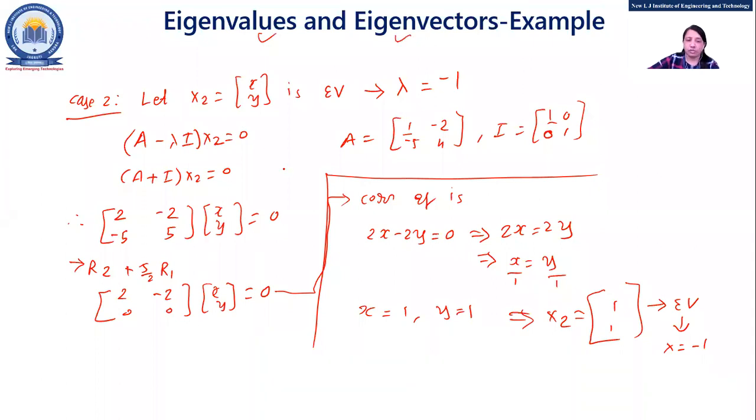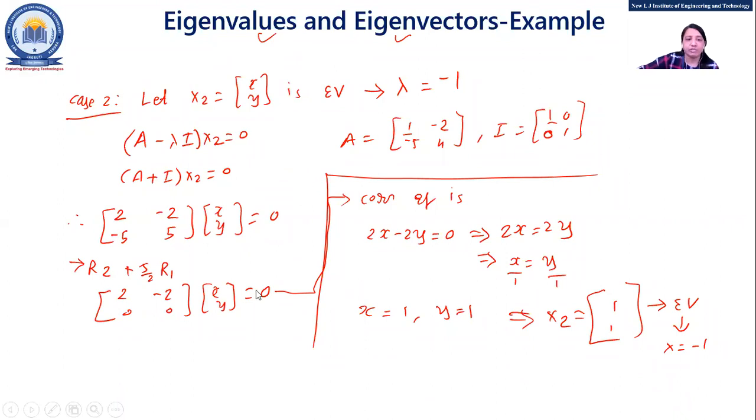For eigenvalues, you need to solve the characteristic equation. Whatever number of lambda eigenvalues you have, you get the corresponding eigenvectors. Fine. Now this is a 2 by 2 matrix. In that way you can find it for 3 by 3 also, 4 by 4. Now we'll take one more example, but what is the difference between the two?